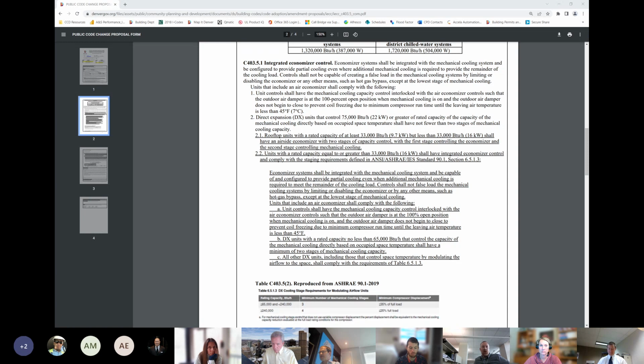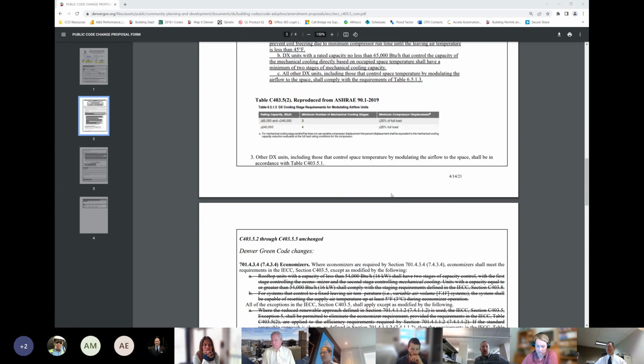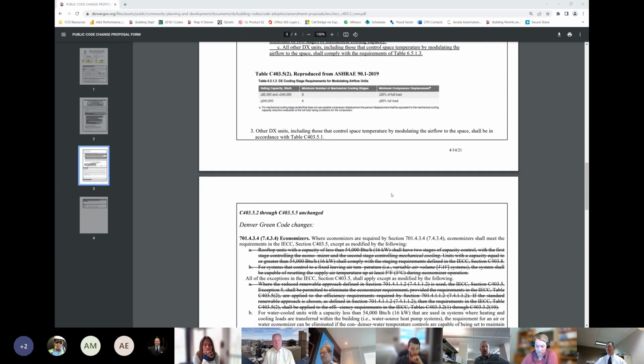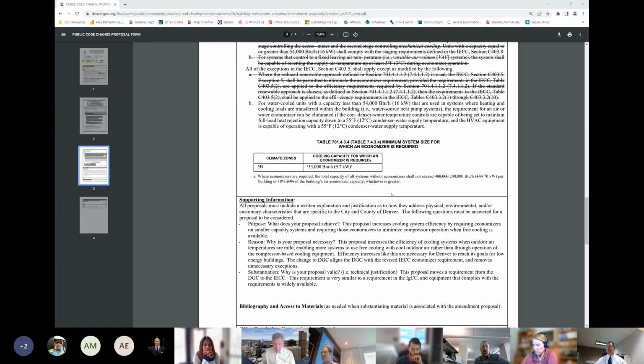The couple of changes from the previous version were to clarify some of the exceptions, and then to clean up the language here for referencing staging and other requirements from ASHRAE 90.1. Again, this is from ASHRAE 90.1 2019. And then I'll go through the rationale for those that may not have heard the earlier iteration of this.